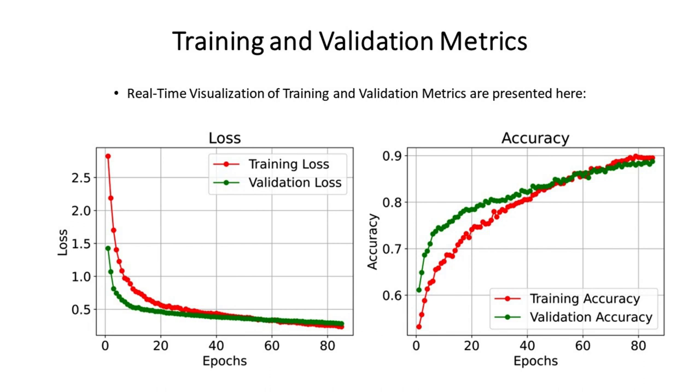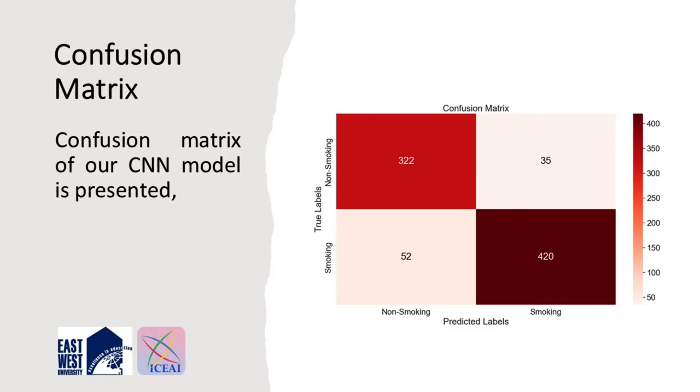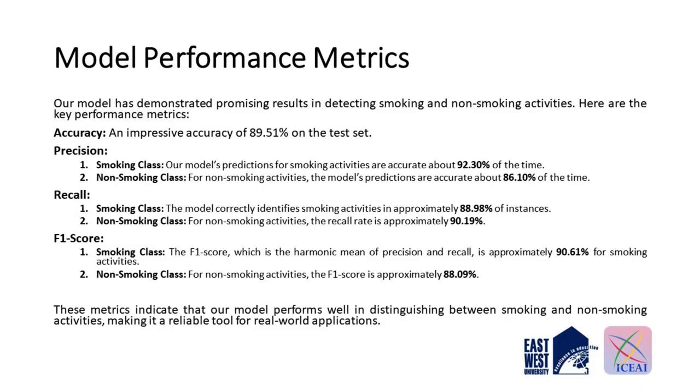Real-time visualization of training accuracy and losses, as well as validation accuracy and losses, are presented here. And here is the confusion matrix. We use the following metrics to evaluate the performance of our CNN model. Accuracy is the ratio of correctly predicted instances, both smoking and non-smoking, to the total number of instances in the dataset. The model demonstrated an impressive accuracy of 89.51% on the test set. It indicates the ability to correctly classify examples of both smoking and non-smoking classes. The high accuracy suggests that the model has learned complex features related to smoking behaviors.